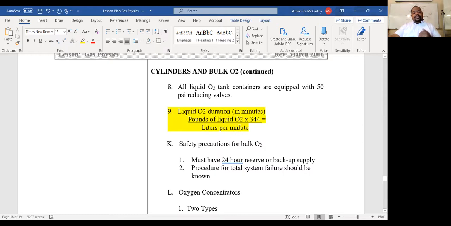So that is how you find out how long liquid oxygen lasts. If Mr. Johnson has 10 pounds of oxygen running at 2 liters per minute, then I do 10 times 344 equals 3440, right? Divided by 2 liters per minute, and that is 1720. So that is 1,720 minutes, right? I divide that by 60 to get my hours, and that is about 28 hours, okay? So 28 hours is more than a day, right?